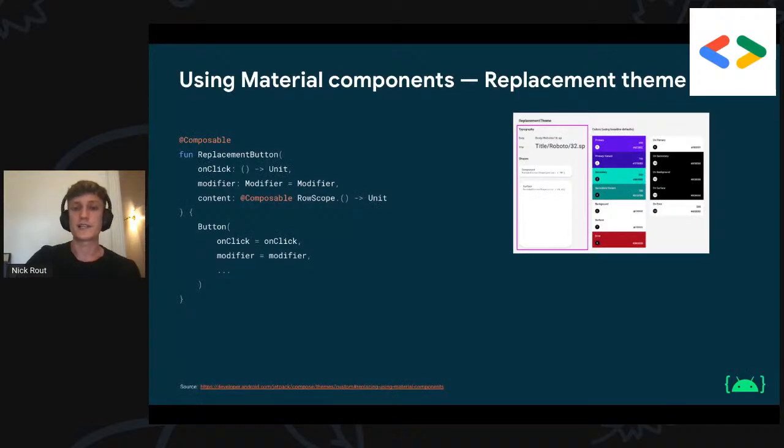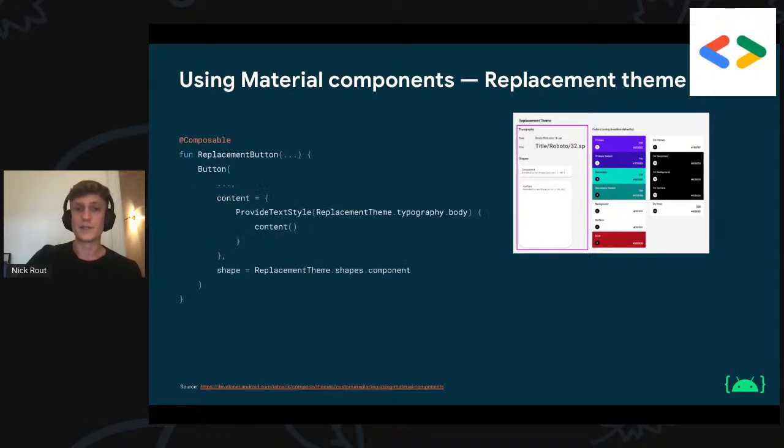Again, we do this basic setup of having these standard parameters, and then passing those through to the button. You'll notice here that we don't pass through the content, and that's for a good reason. Because our content is where text styles tend to be used, we need to wrap our content in another function that provides our replacement theme's typography to any label, which would be in the form of a Text composable within it.